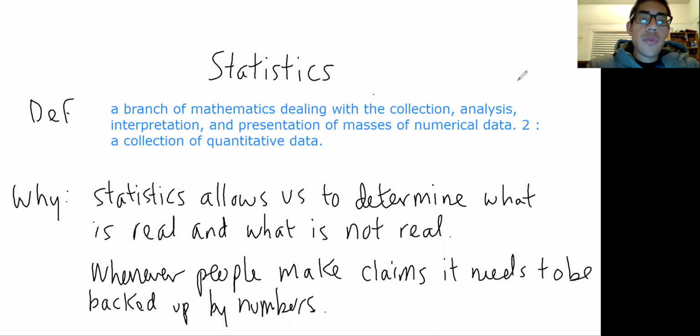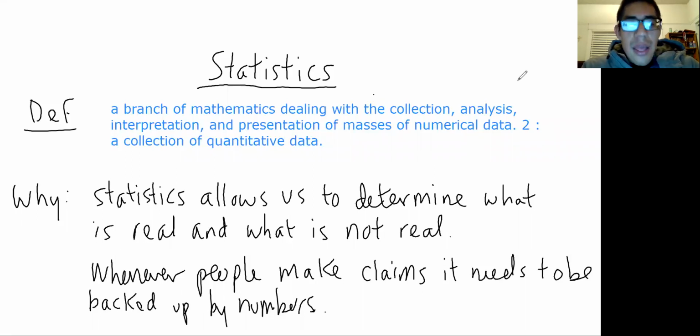If you can see on the screen, the class that we're going to be doing is statistics. The actual definition is shown here. You don't have to write it down. Just know that this is the actual definition of it. It's a branch of mathematics dealing with collection, analysis, interpretation, and presentation of masses of numerical data and a collection of quantitative data. Now, that's a lot of words to say that statistics is the study of how and why we use numbers in real life.